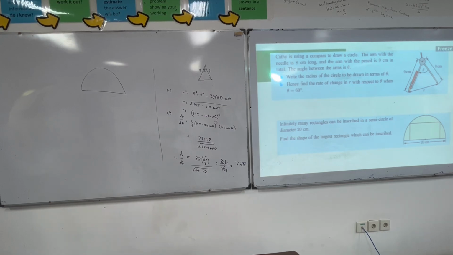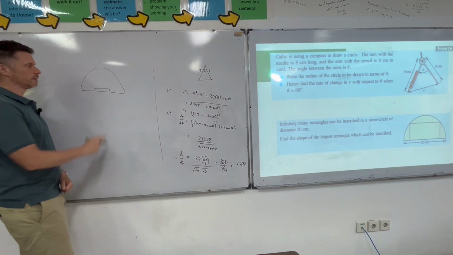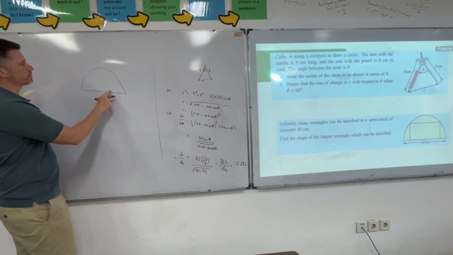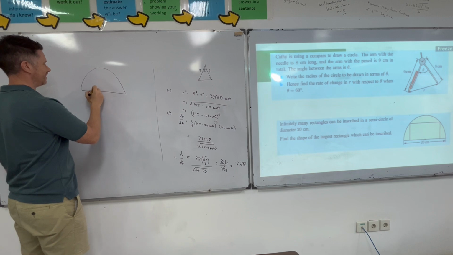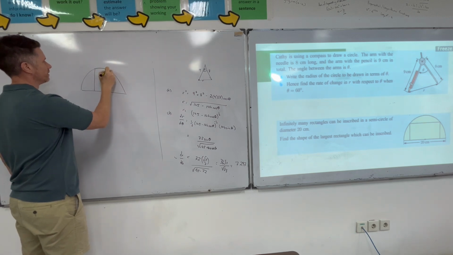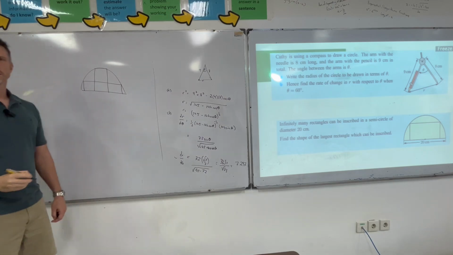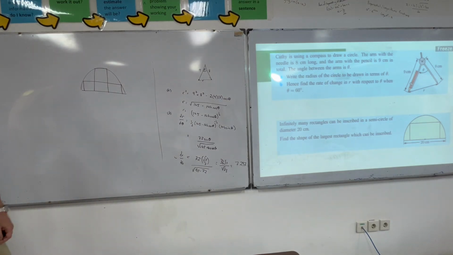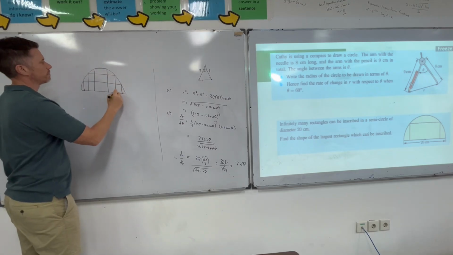So, many rectangles. Inscribe means the edges touch the semicircle. So there's one, and maybe there's two. There's one in the middle. It's actually infinitely many. There's loads of rectangles that can be drawn.